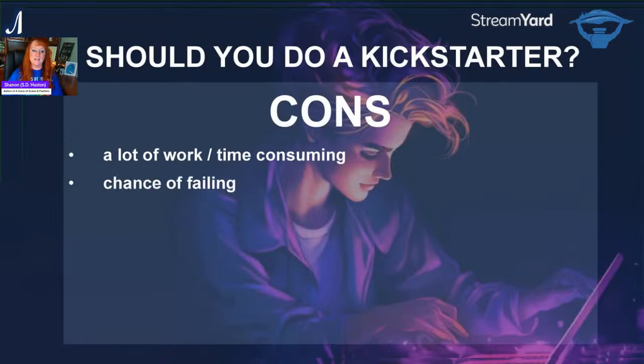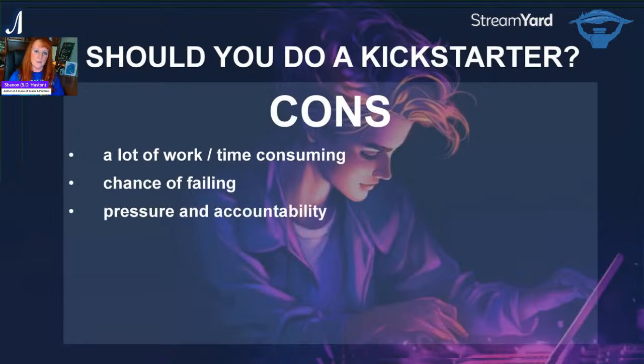Okay, chance of failing. Again, I feel that anything that is true, that is a con or even a pro with Kickstarter, works for self-publishing in general. You have a chance of failing on any self-publishing platform, but you do have the chance of failing on a Kickstarter. Chances are a little bit higher. And like I said, I'm going to look at some numbers here in a little bit.